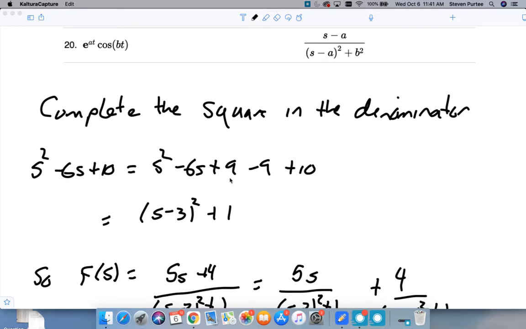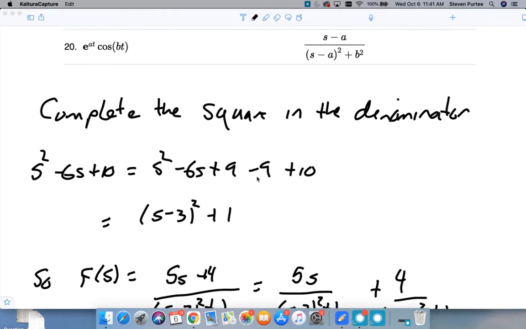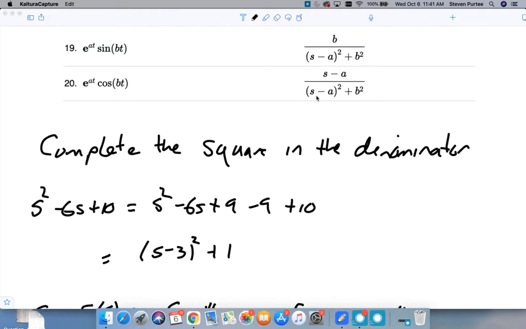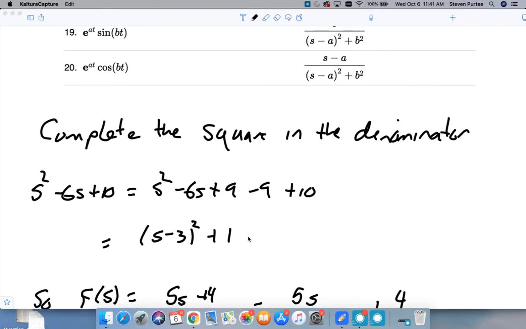Then the first three are a perfect square trinomial. They factor to s minus 3 squared. Negative 9 plus 10 is plus 1. So now my denominator looks like this. So a is 3, b is 1. That's what we're shooting for.